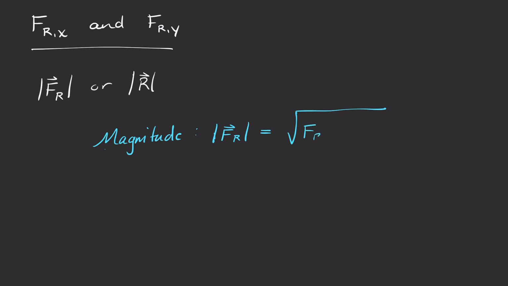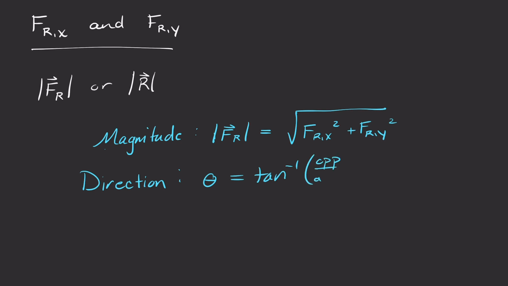Okay, so this forms a right triangle. So F_Rx squared plus F_Ry squared. And if we want to find the direction, we do this the same way as other vectors as well. To get theta, we might use inverse tangent of the opposite side over the adjacent side. And if you want the angle relative to the positive x-axis, this would give you inverse tangent of F_Ry over F_Rx.